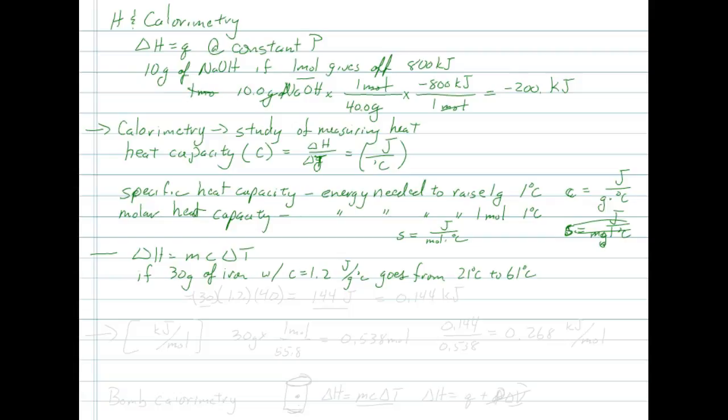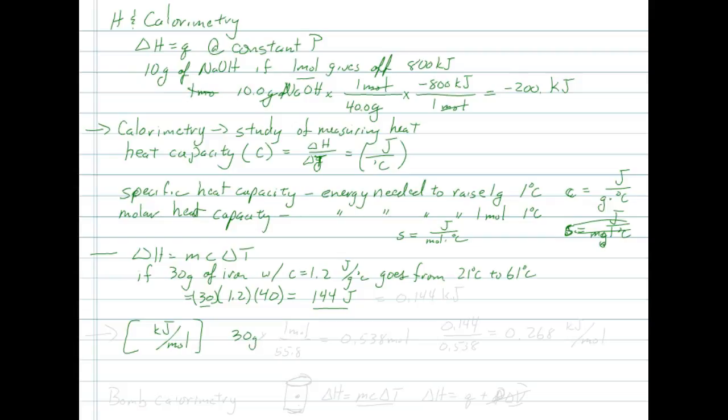Substitute into the equation. The mass is 30. The specific heat is 1.2. The change in temperature is 40. Do the math, and you get 144 joules. Now, sometimes in chemistry, they want the answer in kilojoules per mole. Same problem. Well, you know how many joules, and you know how many grams, so you just have to do a couple of conversions.